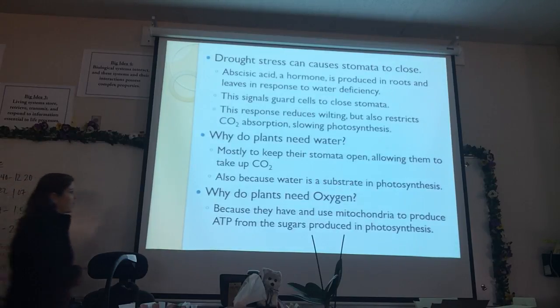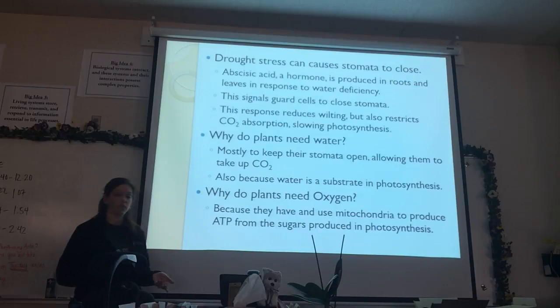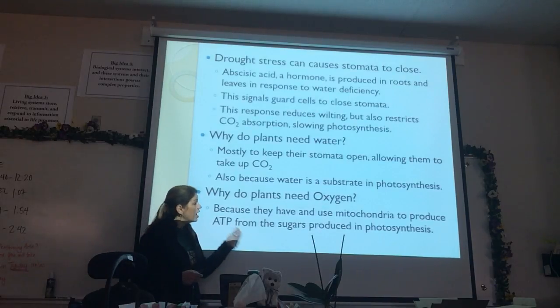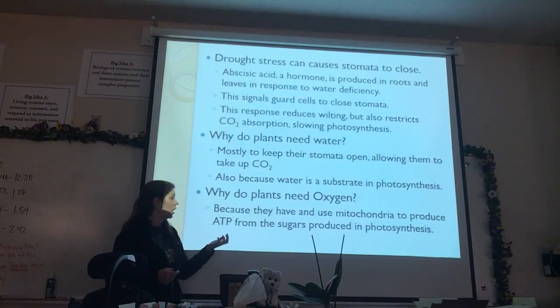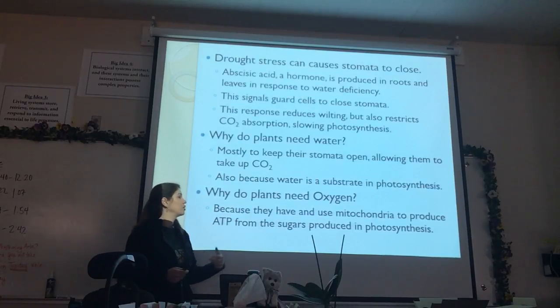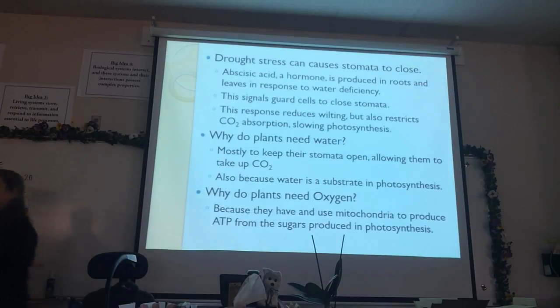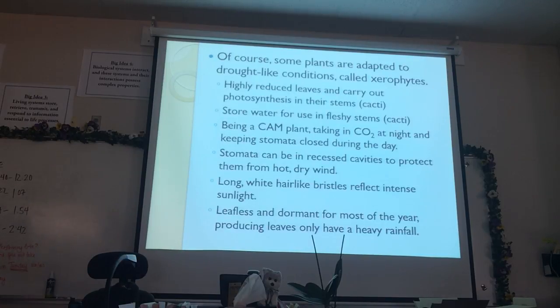We don't often think about this because oxygen is a waste product of photosynthesis. But in essence, they need oxygen because they have mitochondria, and the mitochondria are necessary to produce ATP from the sugars that they produce in photosynthesis. So even though oxygen is a waste product of photosynthesis, it's still a reactant in cellular respiration. So we can't pretend like the plants don't also need to use oxygen.